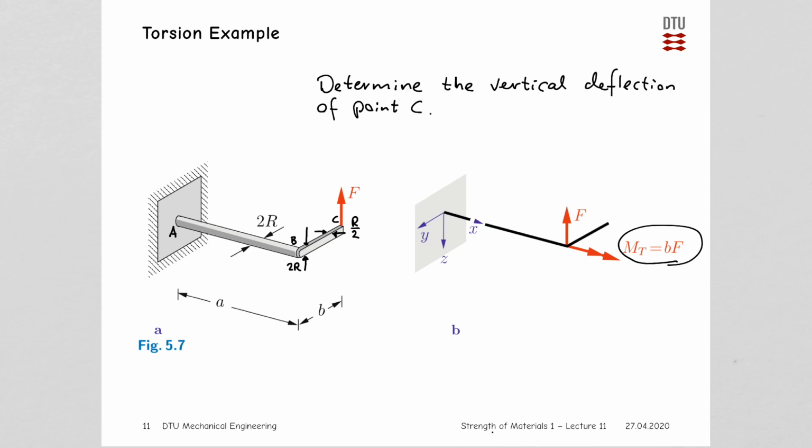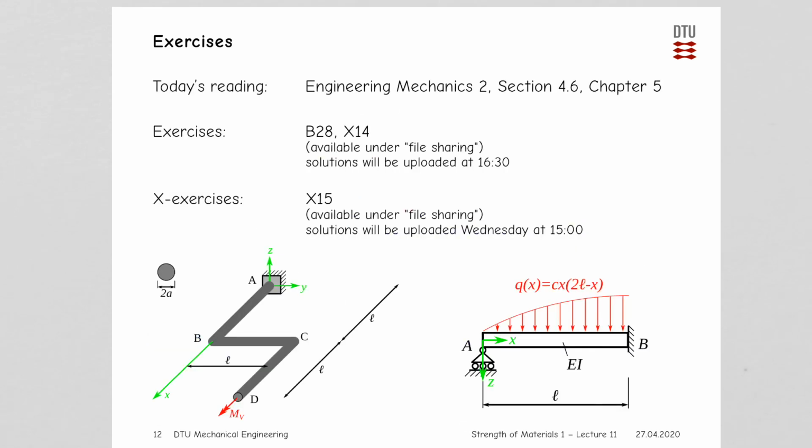So there will be an example in the problem session that will illustrate this effect more. Yes, and here we actually have 3 beams attached to each other, as we see here in the bottom. So that will be B28. So that is quite a tricky exercise.